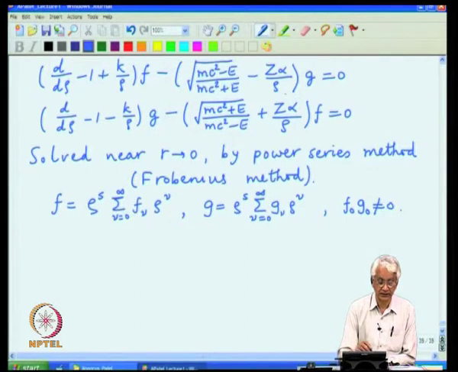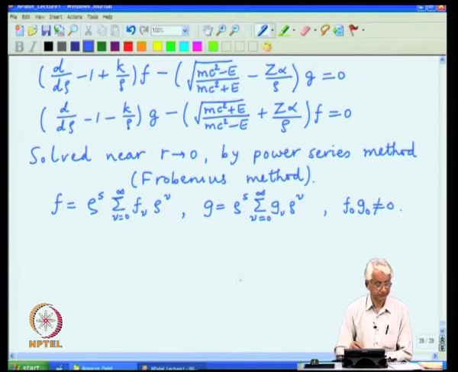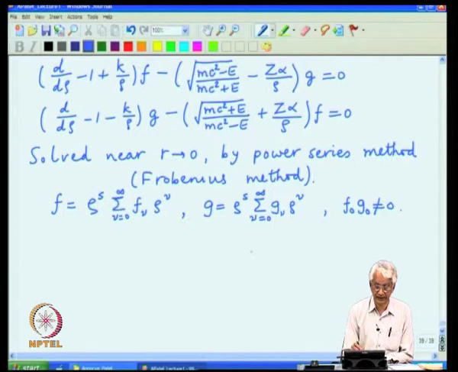Now, the same exponent, leading exponent s, is used for both f and g, because as can be seen in the equation, the power of f and g which are involved here, the lowest power corresponding to the coefficient of d by d rho or 1 over rho, are identical for both of them. So, the leading term rho raised to s happens to be the same for both these functions f and g.